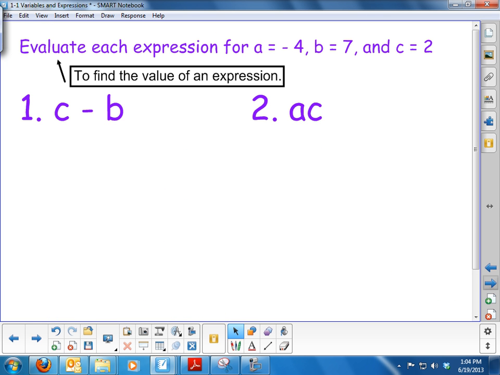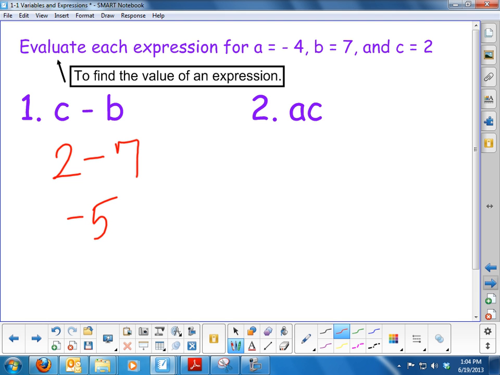Last thing, and then we're done with this video: what it means to evaluate an expression. The word evaluate, it's a vocab word, means to find the value of. So I'm finding the value of an expression, c minus b. Well, it tells me in my directions that c is 2, so instead of writing a c, I'm going to write a 2 minus my b, which is 7. 2 minus 7 gives me negative 5. So I found the value of what c minus b was given the numbers up at the top.